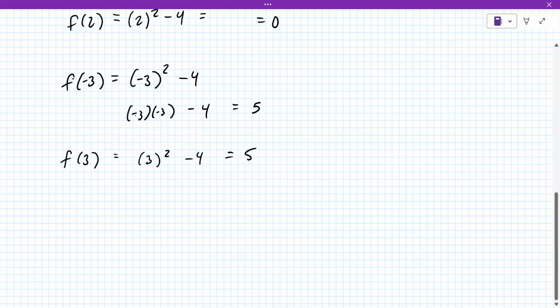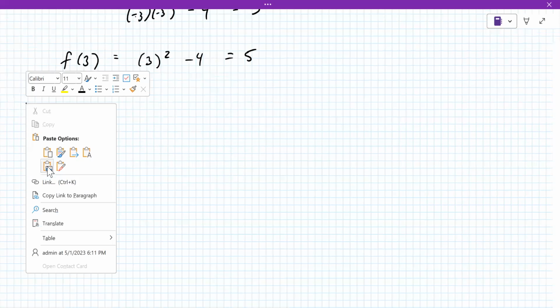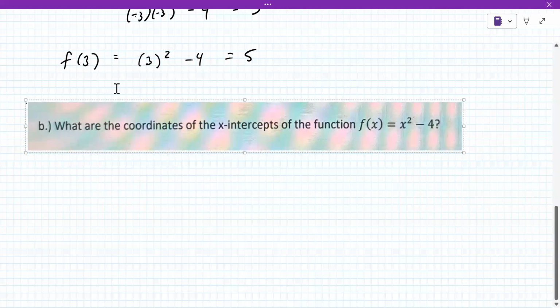The next thing it asks for is the coordinates of the x-intercepts. Let me snip that in. There it is. What are the coordinates of the x-intercepts of the function? Any idea what it's referring to when it says x-intercepts? Where the function meets the x-axis. So intercept means crossing, where it crosses or touches. Have you heard of that before from class, maybe?